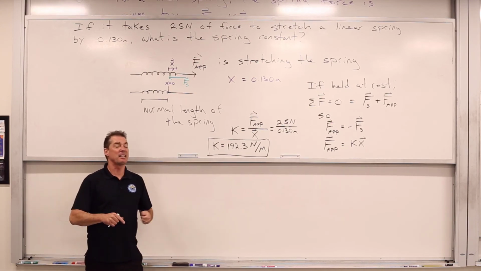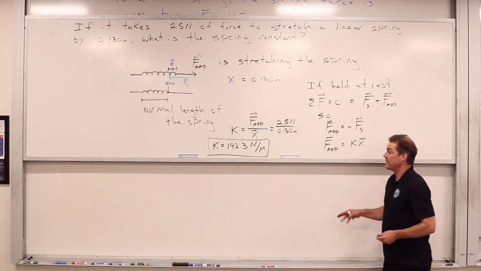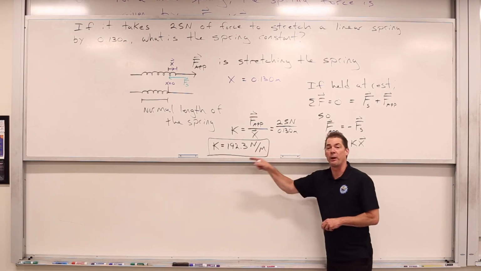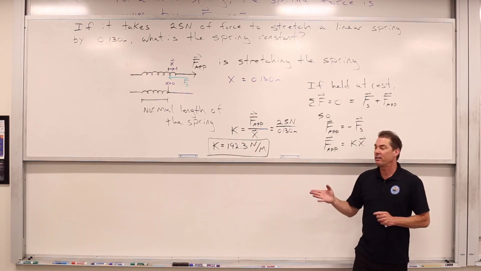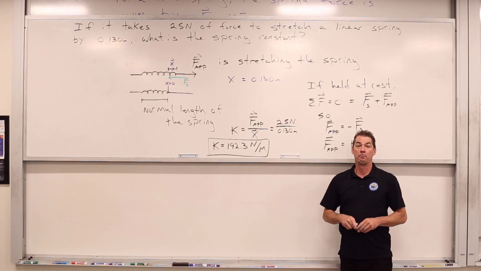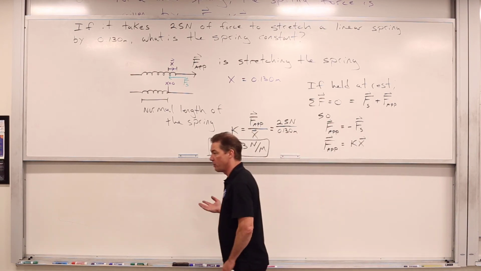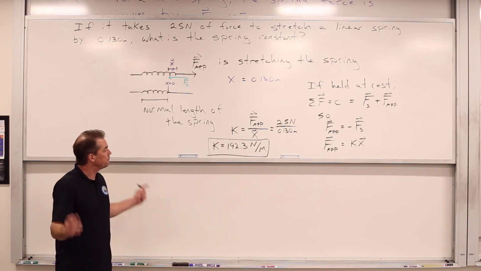Spring constant itself gives us valuable information once it is well defined. This says that if you want to stretch the spring by a meter, it will take 192.3 newtons of force to do so. If you want to stretch it by half a meter, it's going to take half that force. By a quarter of a meter, a quarter of that force. There's the direct proportionality with respect to the force that the spring exerts when it's stretched or compressed by a certain amount. And that's it.